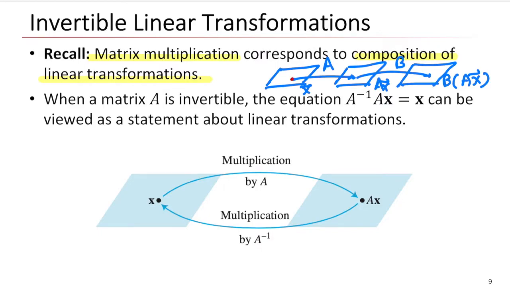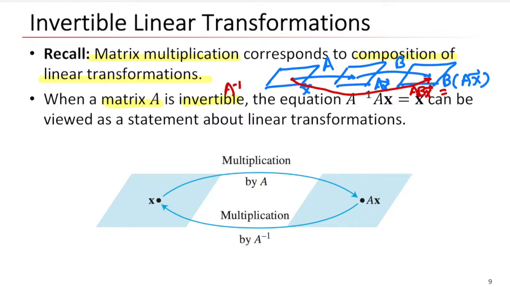Then matrix multiplication from X to AX, then there exists a linear transformation A times B. That is the same as this one, right? So this is the matrix multiplication property. In this case, when matrix A is invertible, it means that there exists the inverse matrix of A, right?